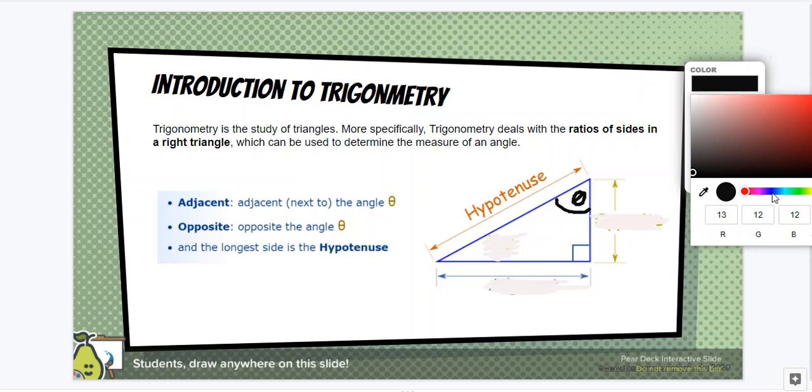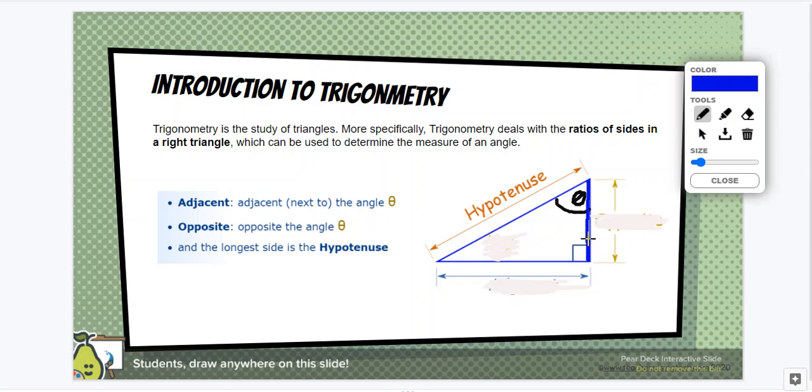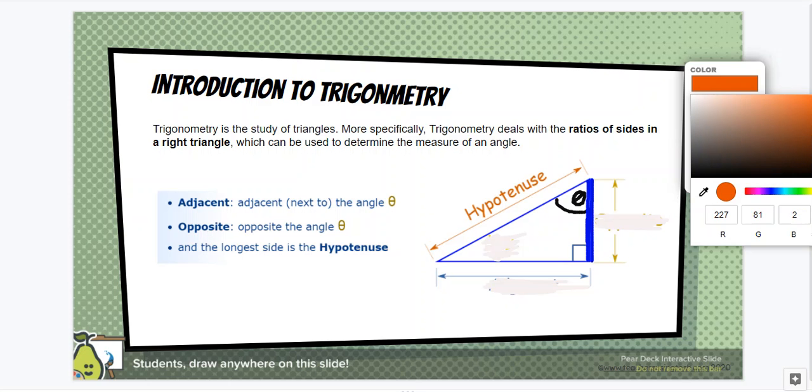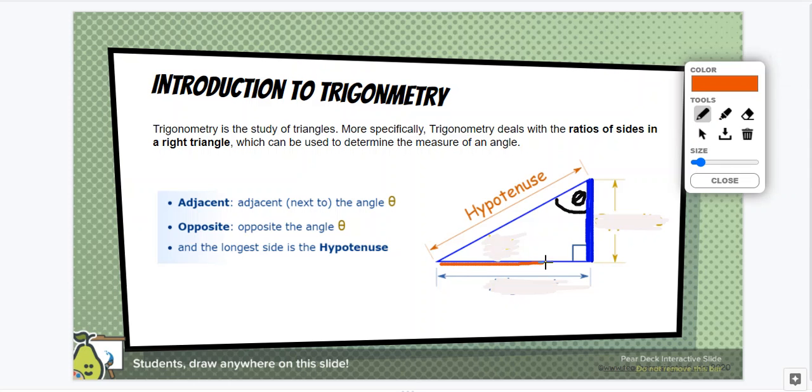So now when I'm looking at my adjacent side, the adjacent side is no longer the one at the bottom, it is now this leg of the triangle, the one directly next to it. And opposite would now refer to the one across from it, the other leg at the bottom. So which leg is adjacent and which leg is opposite is always going to be in reference to theta, the angle that you're interested in measuring.